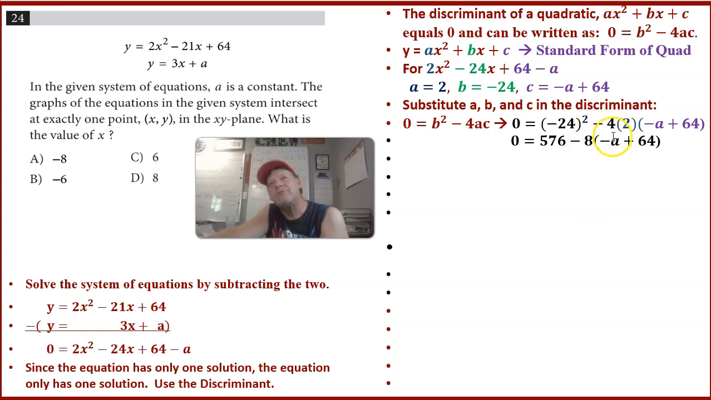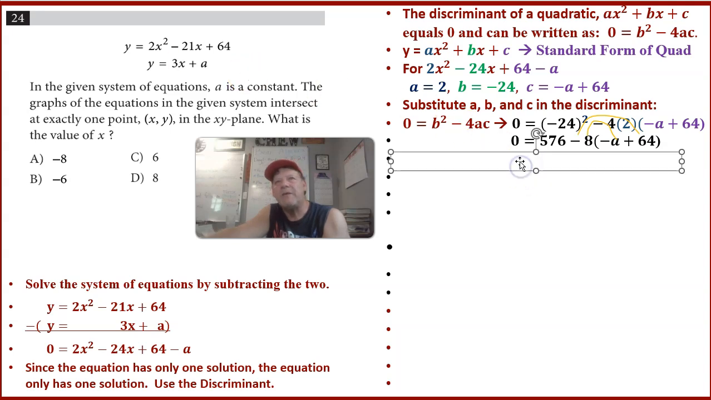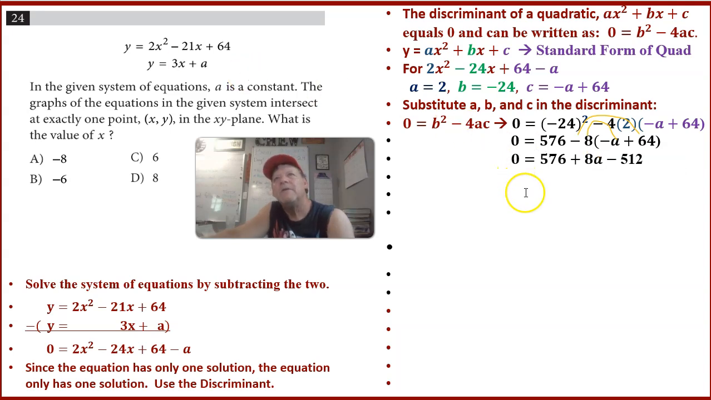And now I'm going to use the distributive property here. So the distributive property says that I'm going to take the minus 8 times minus A, and then the minus 8 times 64. So that's what the distributive property means. So negative 8 times negative A is positive 8A, and negative 8 times 64 is minus 512.